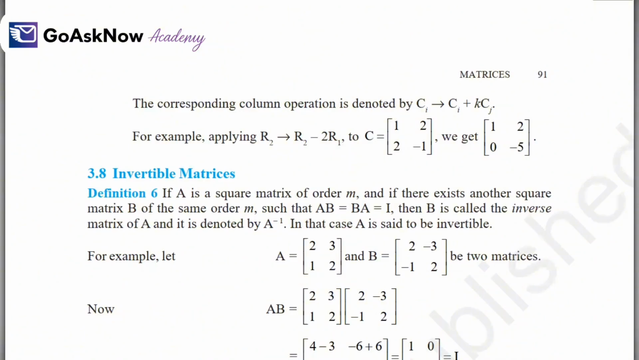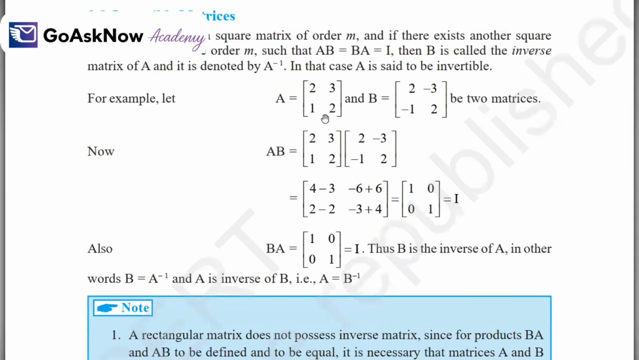For example, let A = [2, 3; 1, 2] and B = [2, -3; -1, 2] be two matrices. If you multiply A with B, what will you get here? See, just multiply them. You will get 2 into 2, that is 4, and -1 into 3, so 1 in the first position, then -6 + 6, that is 0, then 2 - 2, that is 0, and then 1. So it is coming out equal to the identity matrix.